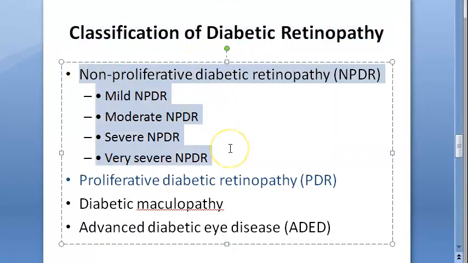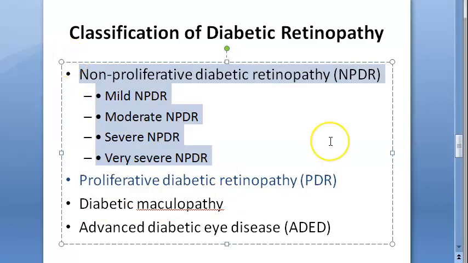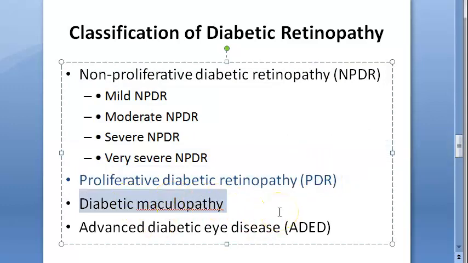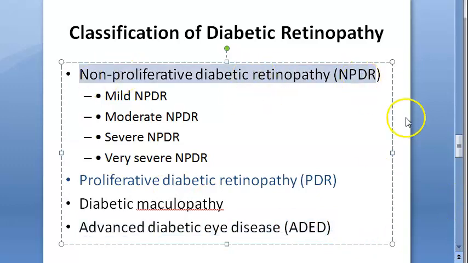So you have non-proliferative diabetic retinopathy, then you have the proliferative diabetic retinopathy. In non-proliferative diabetic retinopathy, you see all these things: edema, microaneurysms, hemorrhage, all that. But when it comes to proliferative, it becomes the next level where it has neovascularization. Diabetic maculopathy is something that is within the macular area. This can happen either in non-proliferative or proliferative, but they have made it a different category here. Then you have the advanced diabetic eye disease, ADED. Okay, so let us get started with non-proliferative diabetic retinopathy.